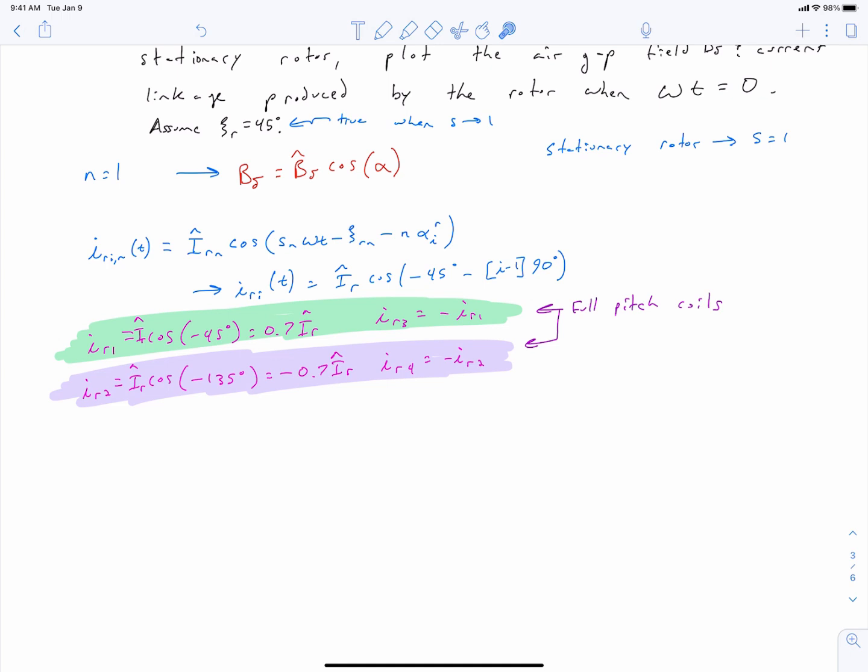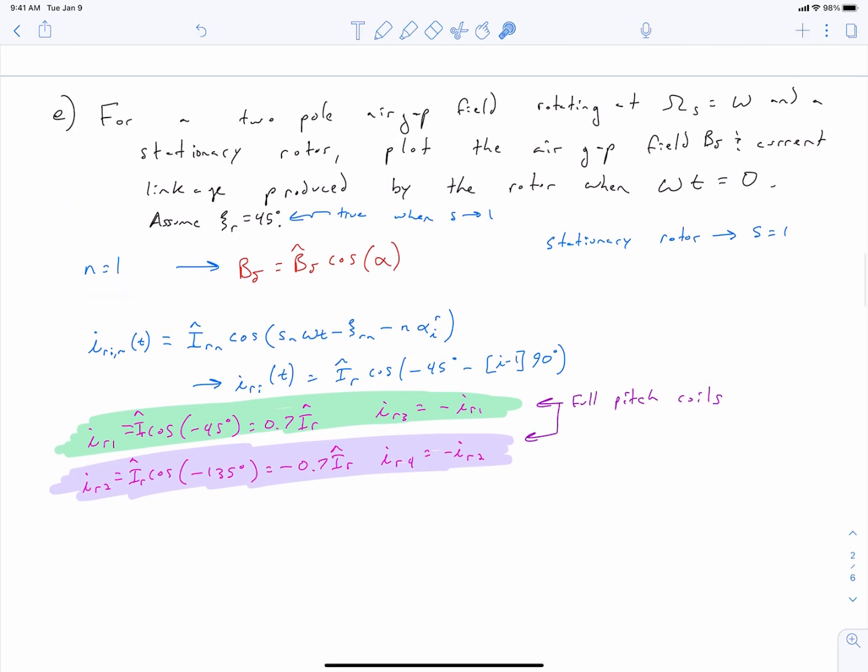The first thing I want you to note is that in this case, where we've got a two-pole field, we're talking about n equals 1. So it's a one-pole pair field. And since omega t equals 0, our expression for our air gap field just reduces to this. We have B delta times the cosine of alpha. We've got a stationary rotor, which means that s is equal to 1, although for our case, when we're talking about omega t equals 0, that didn't really matter.